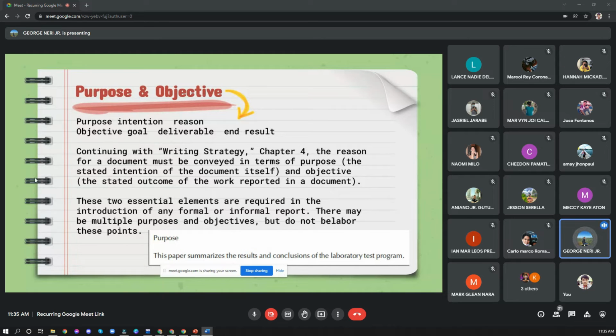These two essential elements are required in the introduction of any formal or informal report. There may be multiple purposes and objectives, but do not belabor these points. So, purpose: this paper summarizes the results and conclusions of the laboratory test program.